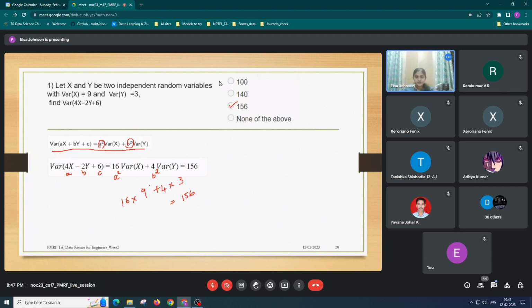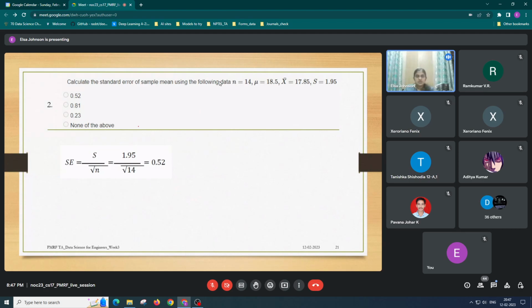Okay, now the next one. Calculate the standard error of a sample mean using the following data: n equal to 14, mu equal to 18.5, x bar equal to 17.85, and s equal to 1.95. So the number here is 14. You want to see the standard error. The standard error's usual equation is a straight application of the equation: s, the standard deviation, divided by the root of n. So we have to calculate the standard error of the sample mean.